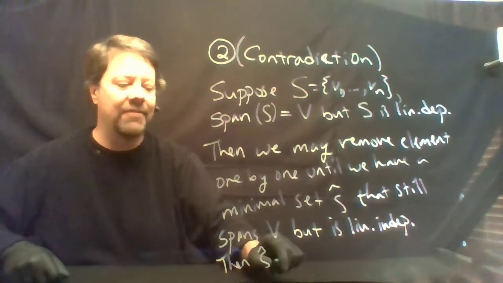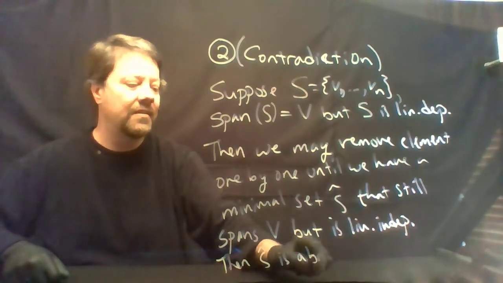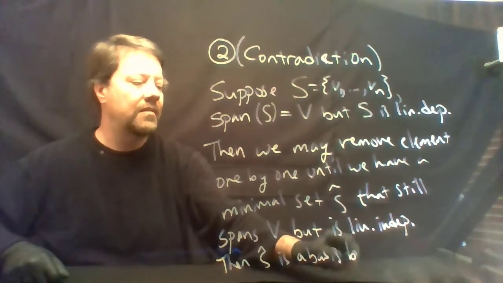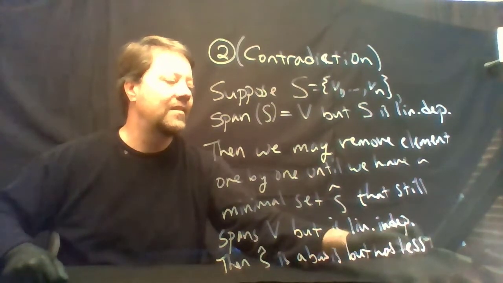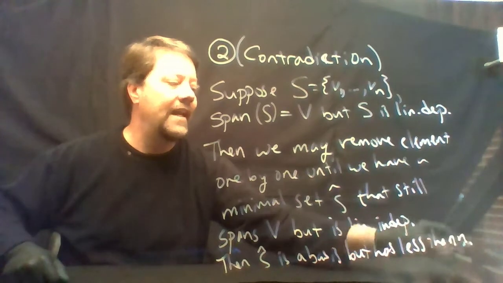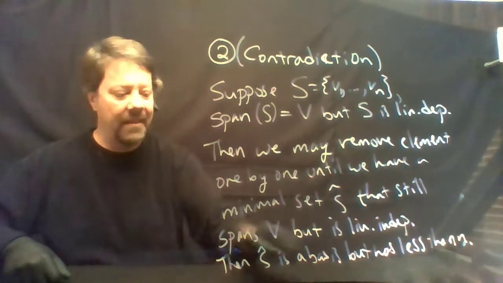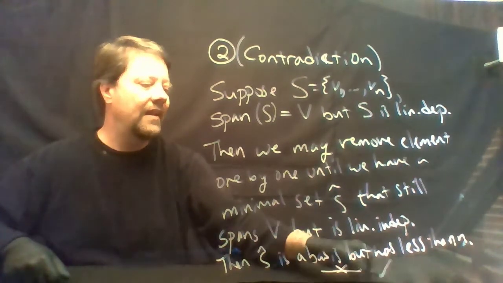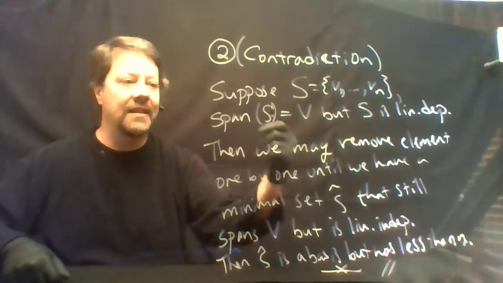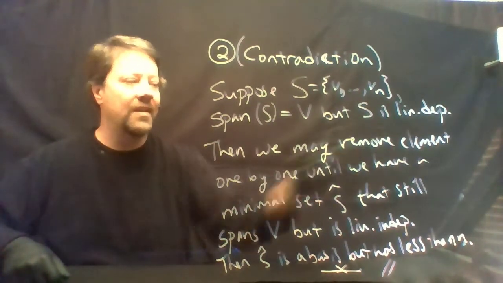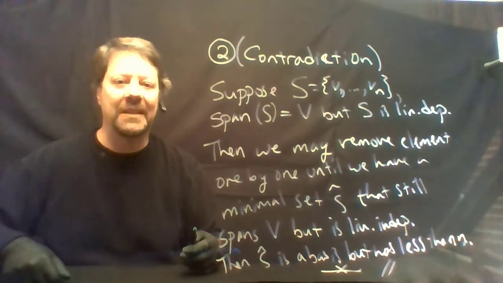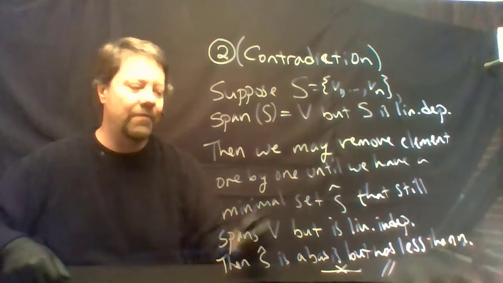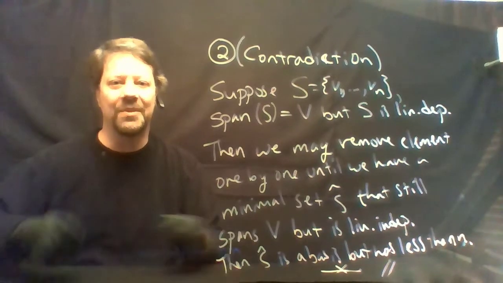Then the S hat that remains is a basis, but has less than n elements. That's a contradiction, and we deduce then that the assumption that S is linearly dependent is wrong, and it must in fact be linearly independent and hence form a basis. And that's the end of the proof.